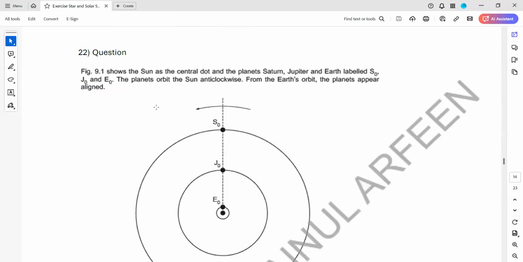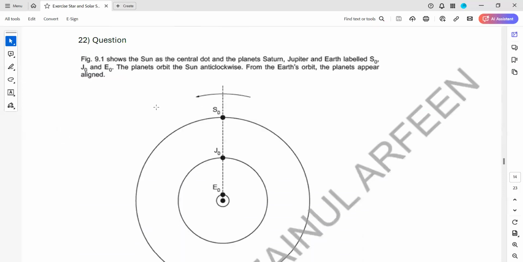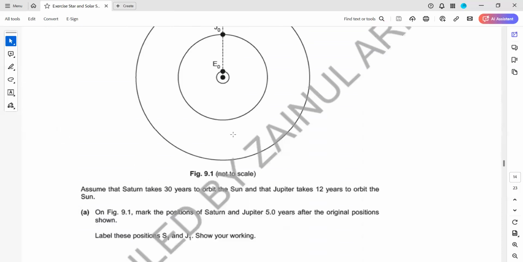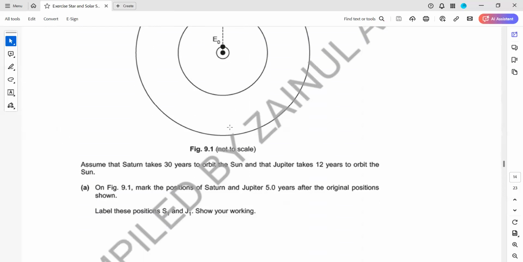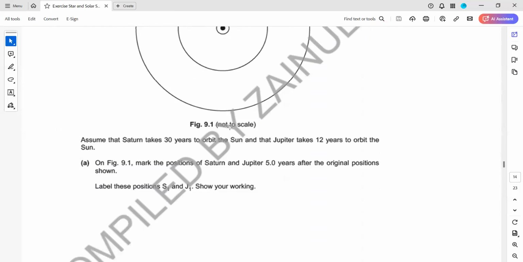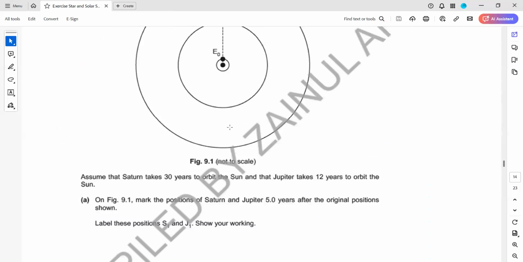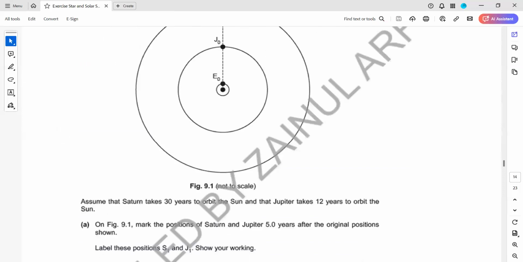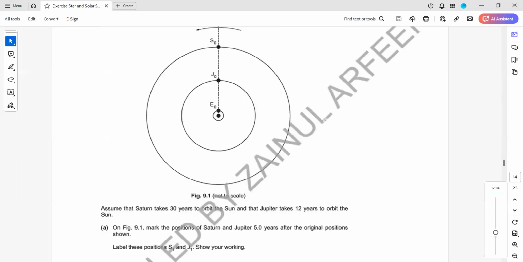Next question: Figure 9.1 shows the sun as a center dot and the planets Saturn, Jupiter, and Earth labeled, as if they're in line. Assume that Saturn takes 30 years to orbit the sun, Jupiter takes 12 years, and Earth, as you see, takes one year. On the figure, mark the position of Saturn and Jupiter 5 years after the original position and label them S1 and J1. How can this be done? This can be done with a measurement as well.